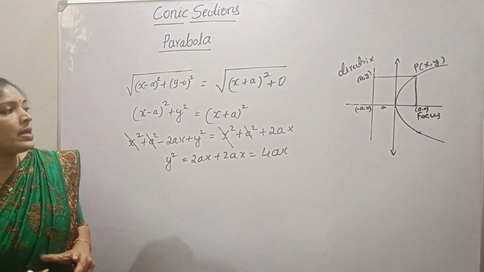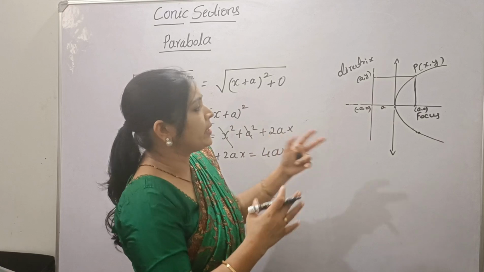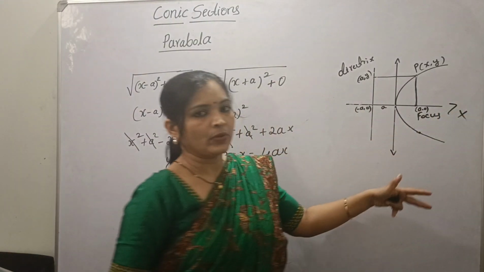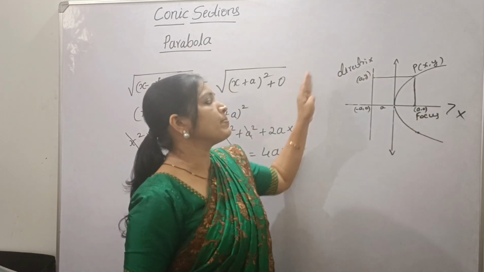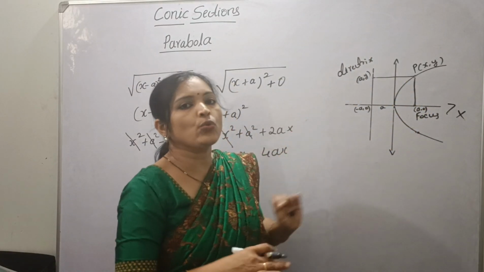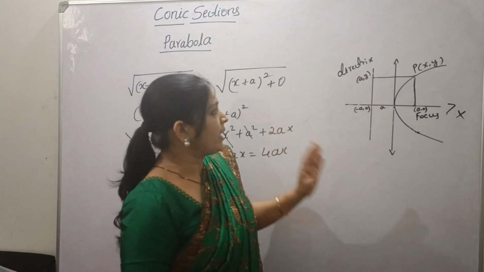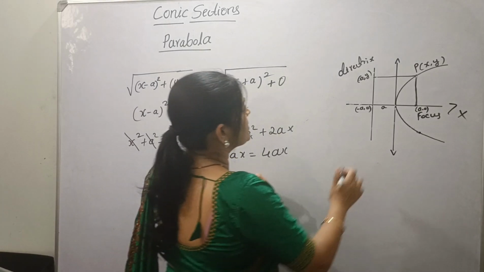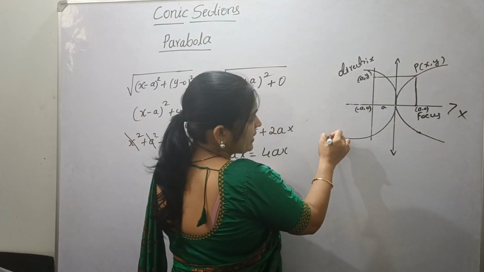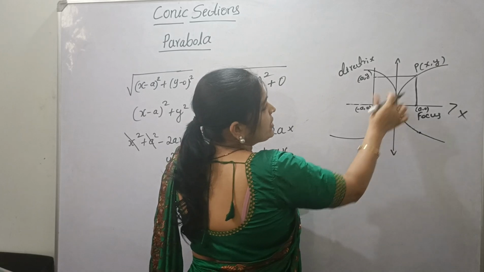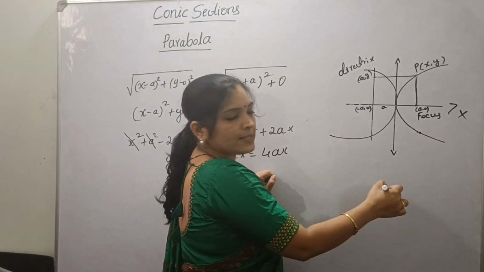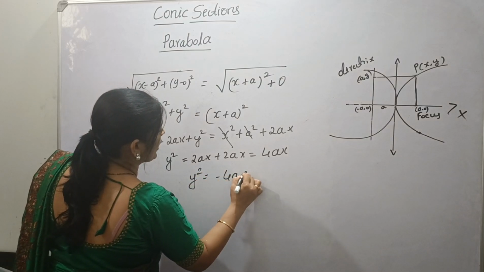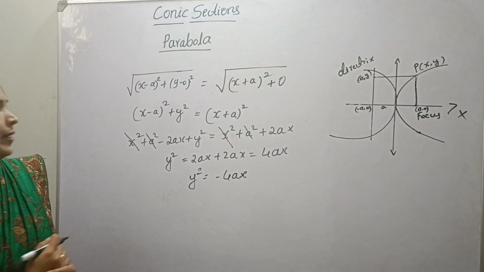And one more thing, see, this parabola here is towards the x-axis, right? If the parabola is towards the minus x-axis, the equation will change. That means, if the parabola is towards the minus x-axis, the directrix will be on the positive x-axis. So the equation will be y square is equal to minus 4ax.